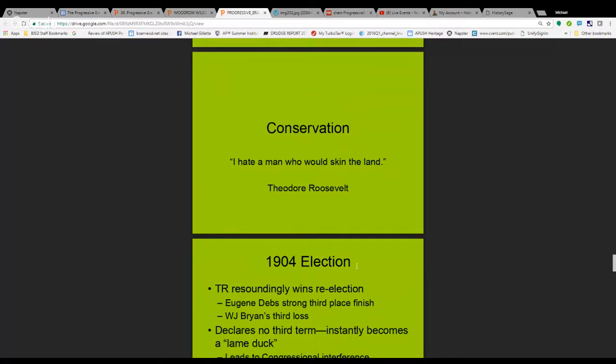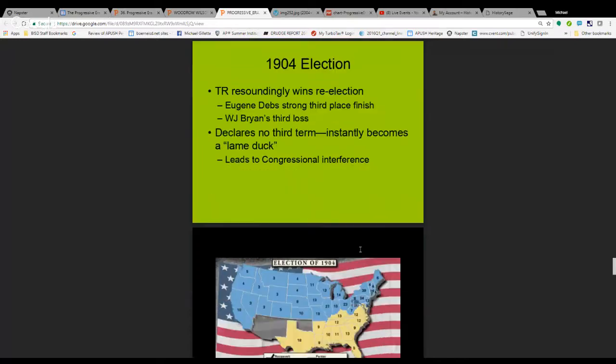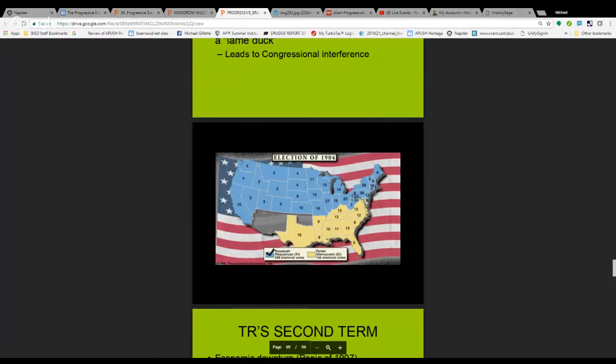So anyway, in 1904, Roosevelt wins re-election. This is William Jennings Bryan's third loss. Eugene Debs ran a strong third place finish. And Roosevelt made himself a lame duck president by announcing after his election that he would not seek a third term. It was debatable because he hadn't really served 2 full terms after McKinley's death. So he pretty much said, hey, listen, this is my last go around. You can see the election map in 1904 and how Americans are still kind of voting along those same Civil War voting patterns.